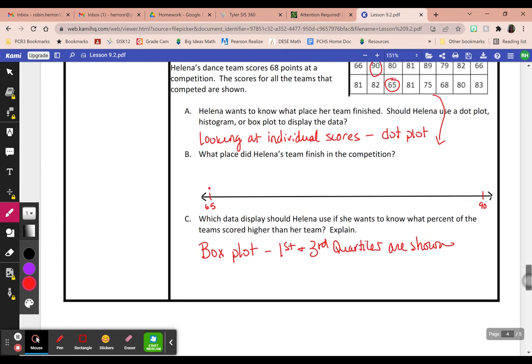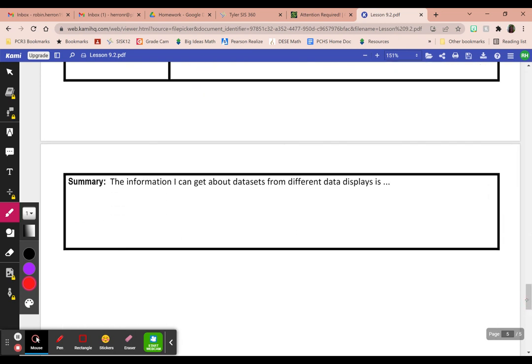All right, I think that just about does it. So it says the information I get about data sets from different data displays is: dot plots show the frequency of data and clearly indicate clusters, gaps, and outliers. Then we have the box plots, which show distribution and give you percentages, and clusters of data by those quartiles.